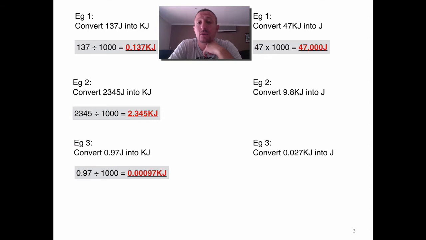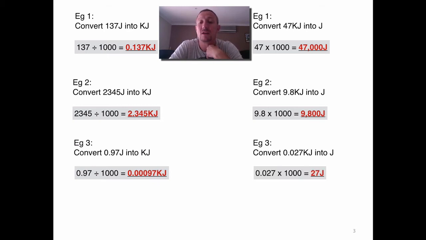So example 2, 9.8 kilojoules into joules. Remember, 9.8 times 1,000, or move the decimal point 3 spaces to the right because we're multiplying by 1,000. So we move it, each column is a 10. And so what we end up with is 9,800. And then finally, in example 3, again a little bit harder, 0.027 kilojoules into joules. So you put 0.027 times 1,000 equals in your calculator, or you move the decimal point 3 spaces to the right, which means that the decimal point ends up just after the 7, which means we end up with 27 joules.